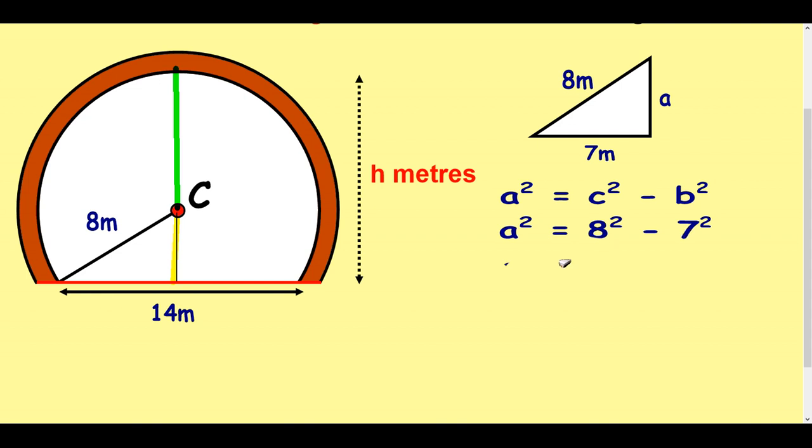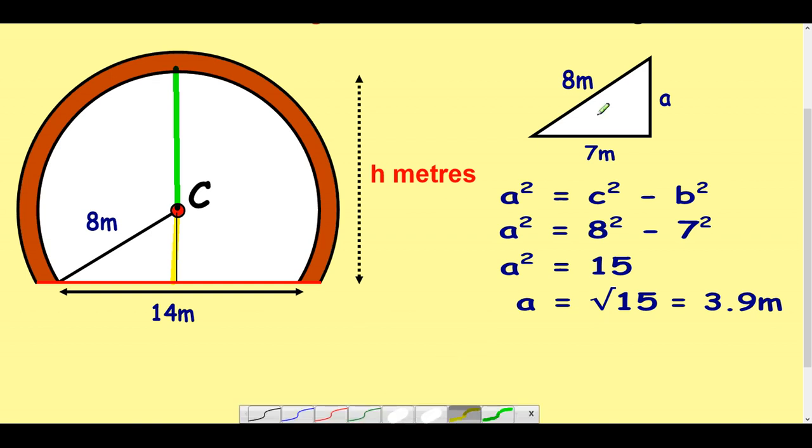You can just fire that all in your calculator, and you're going to pop out to be 15, or you could do 64 take away 49. And then square root it, and you're going to get 3.9 meters. Now that's the yellow part. Okay, so that's just this yellow bit here, over there.